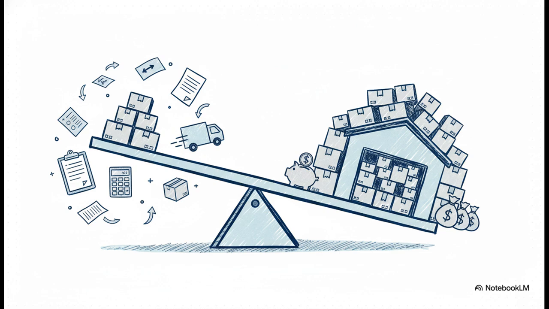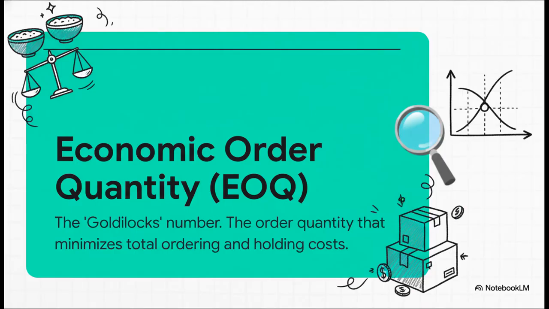So what on earth do you do? Well, you find the just right amount. That's where the economic order quantity, or EOQ, comes in. It's this elegant mathematical answer to the problem we just talked about. It's basically the magic number that finds that perfect sweet spot where the total cost of ordering and holding is at its absolute lowest. It tells you the most efficient amount to order every single time.